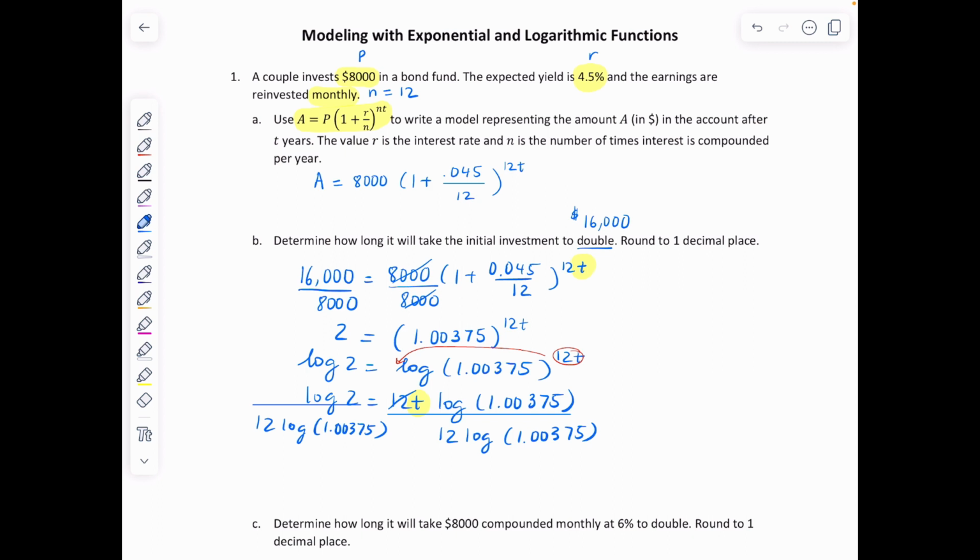Okay, so on this side, we can see that things cancel out. So you're left with t, which is exactly what we want. So t is equal to log of 2 divided by that. Use your calculator. That will give us approximately 15.4, rounded to 1 decimal place. And this will be years. That's the unit. Okay, so it means that it'll take 15.4 years for the 8,000 to double to 16,000 in this bond fund.